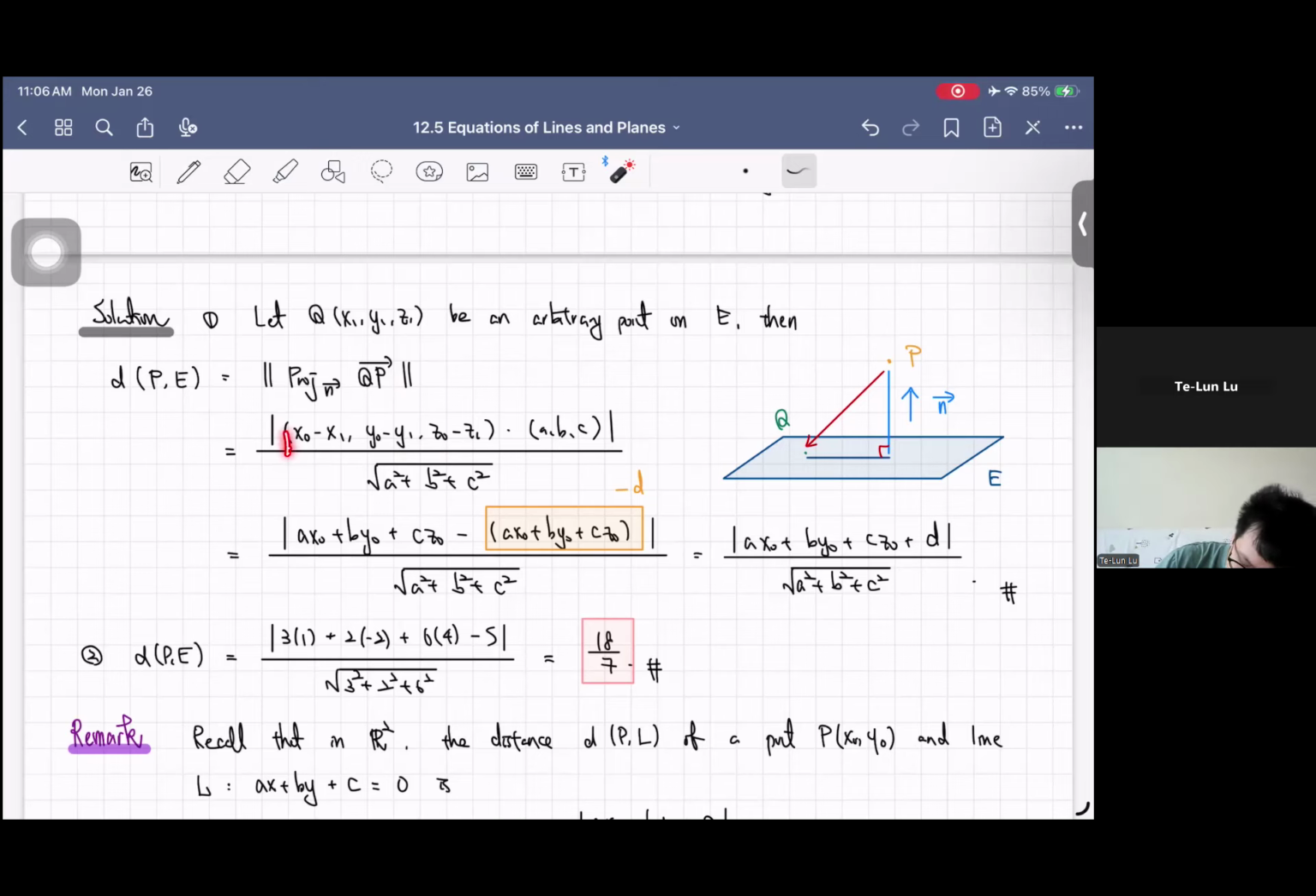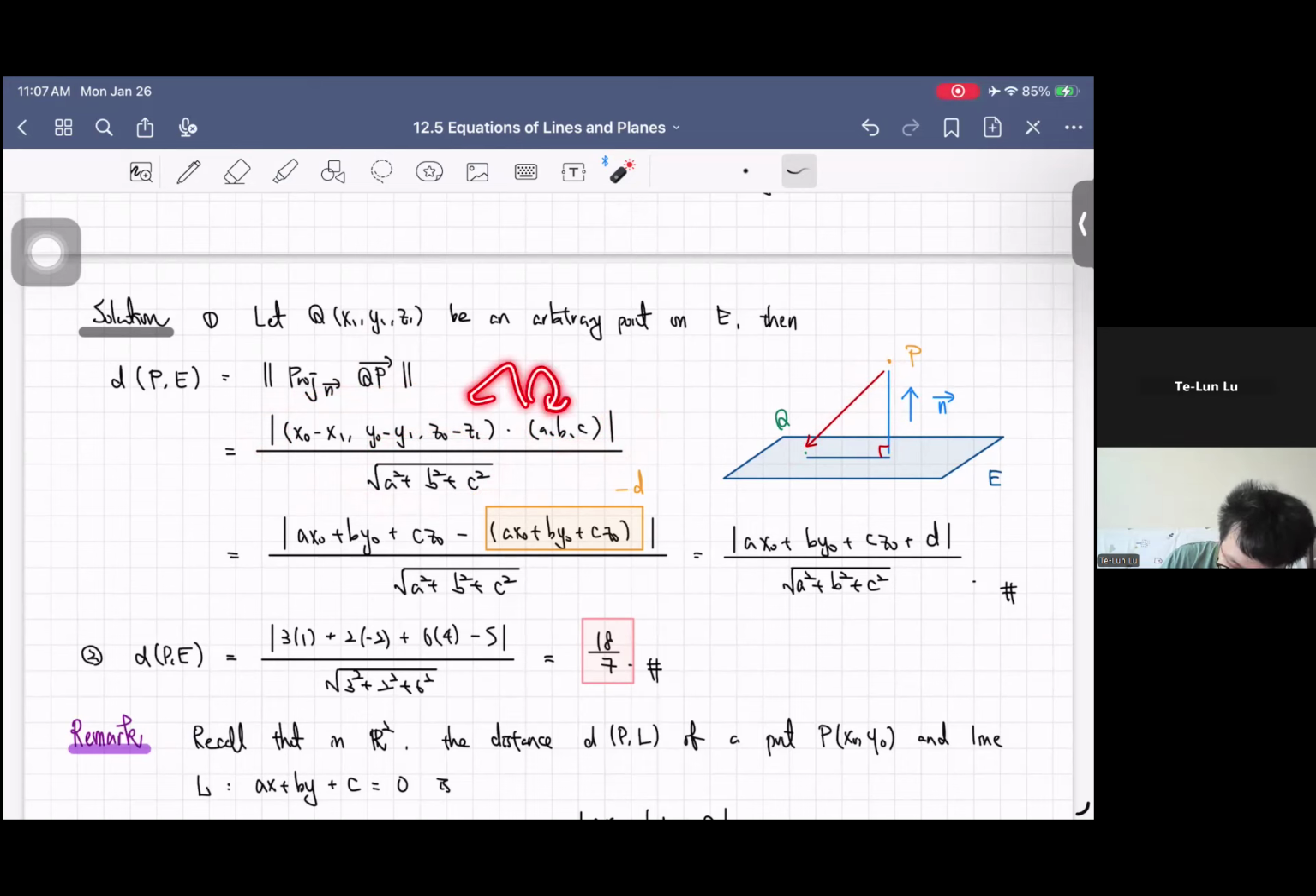So this is the vector given here. This will be the correct direction, and we are taking the dot product with (a, b, c) divided by the magnitude of that vector. So that is our actual formula. Now let us try to reduce it, because we don't know what x1, y1, z1 are.